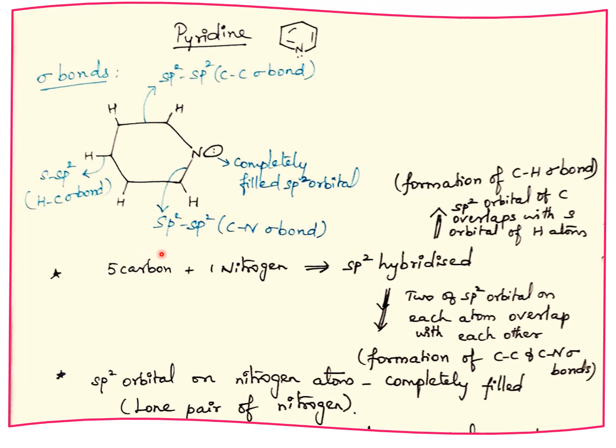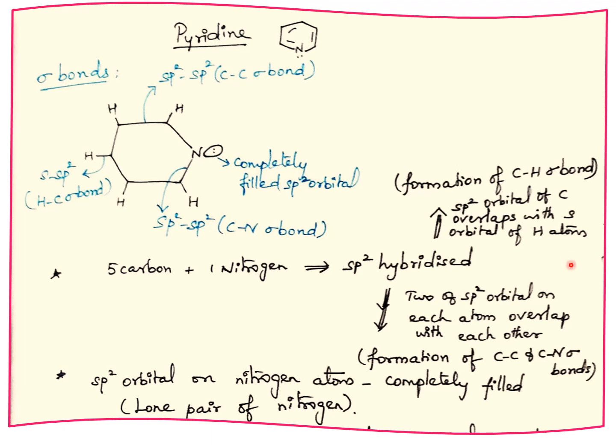Here in total we are having 5 carbon atoms and 1 nitrogen atom. These orbitals get hybridized to produce sp2 hybridized orbitals. Two of these sp2 hybridized orbitals overlap with each other, providing the formation of C-C and C-N sigma bonds. Look here, the C-C sigma bond is obtained from sp2-sp2 hybridization. Similarly, the C-N sigma bond has also been obtained by sp2-sp2 hybridization.